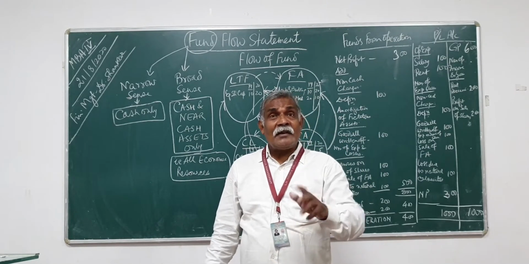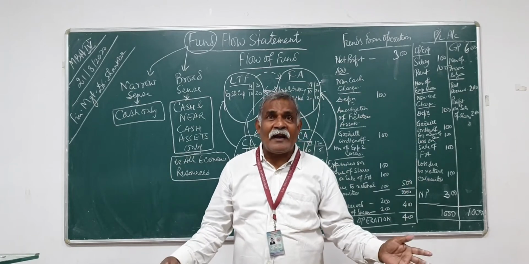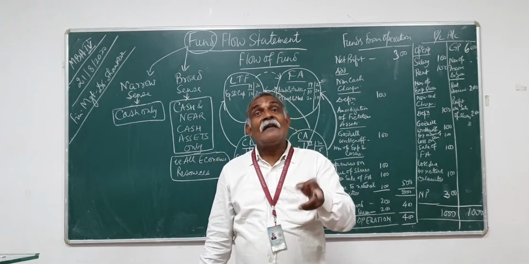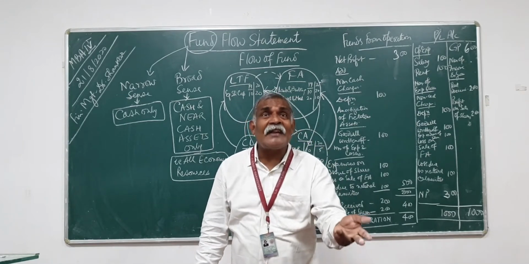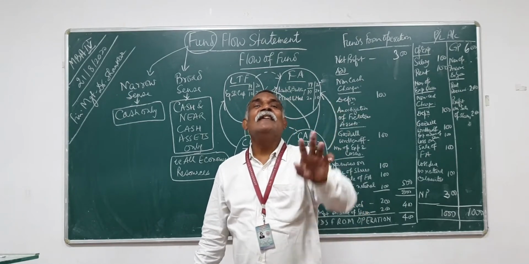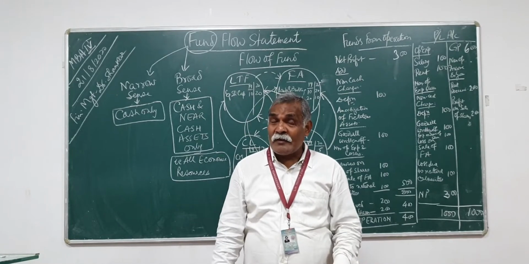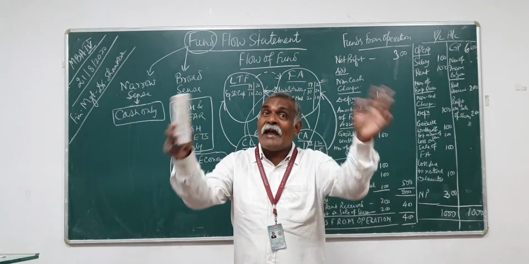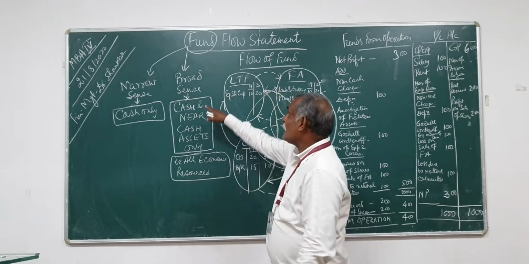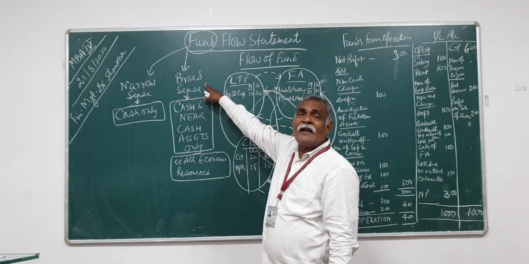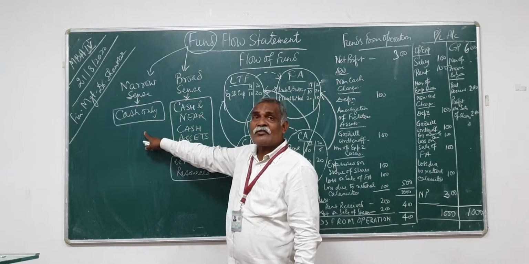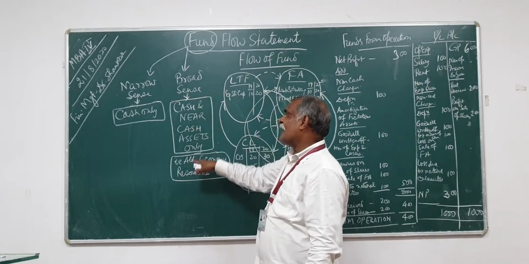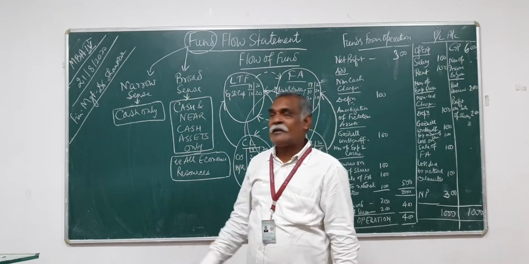It means, in a broader sense, when we define fund, then we will not only consider cash. We will consider cash and the other assets, which are very near to cash. It means whatever the economic resources you have, that all comes within the ambit of fund. So, if we define fund in narrow sense, that is cash only, and if we define fund in a broader sense, then cash and near cash assets, that is whatever the economic resources you have.